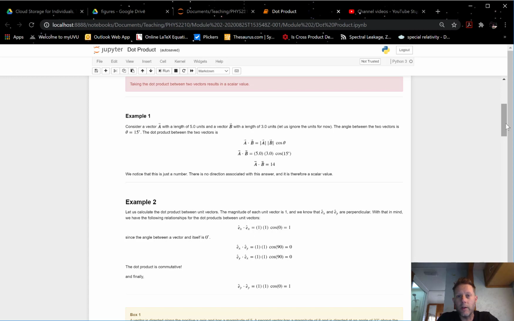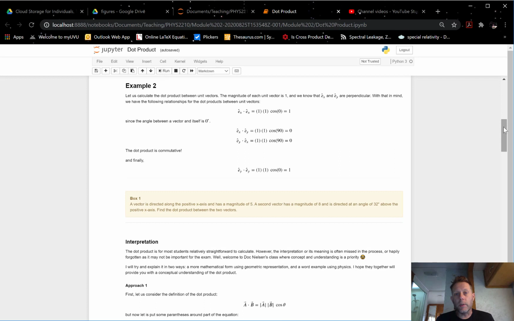We may at this point have absolutely no clue what that means, other than it's a number, 14. I did not provide any units with A and B, therefore this will also just be unitless. But if A and B, for example, had been in meters, it would be 14 meters squared. Okay, we notice there's no reference to a direction or anything like that, because it's not a vector anymore. The dot product is not a vector, it's a simple number.